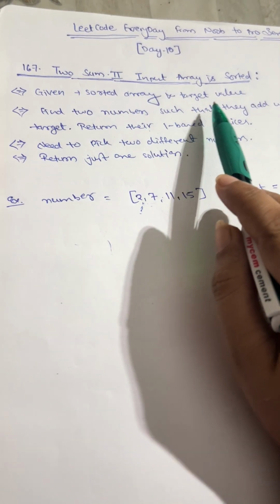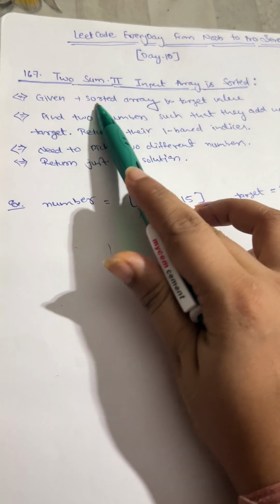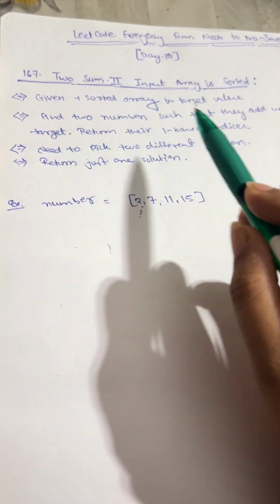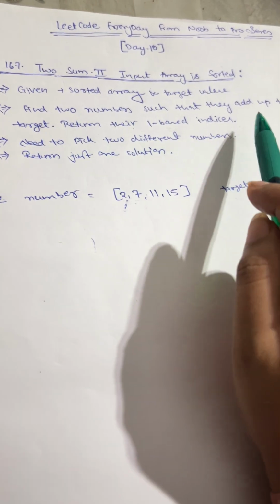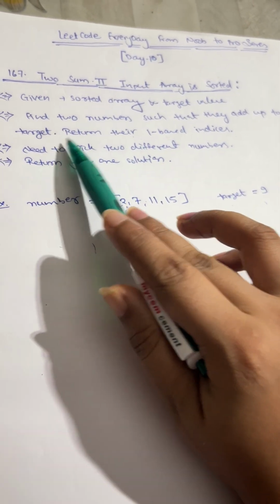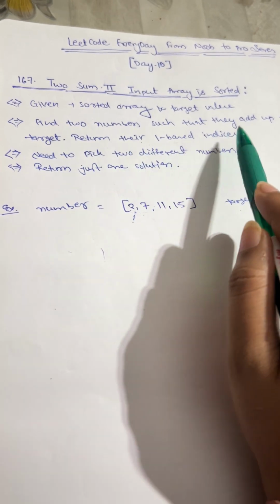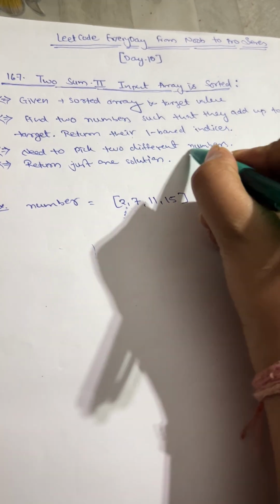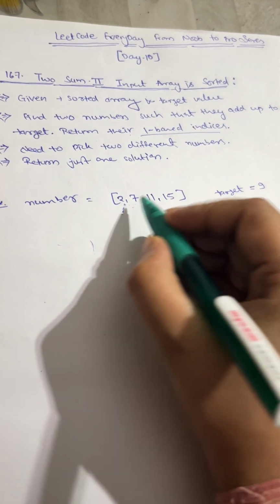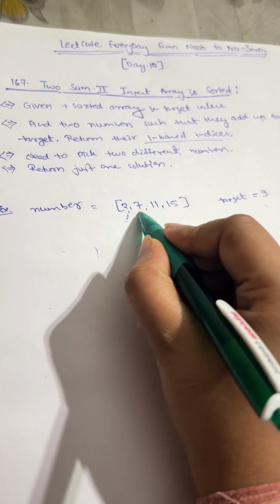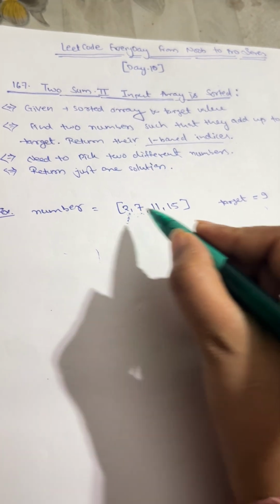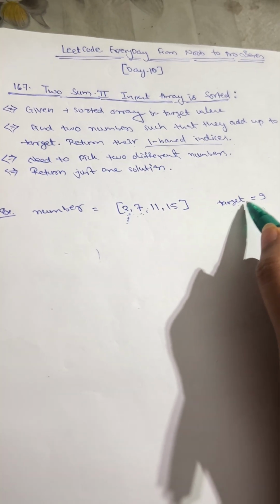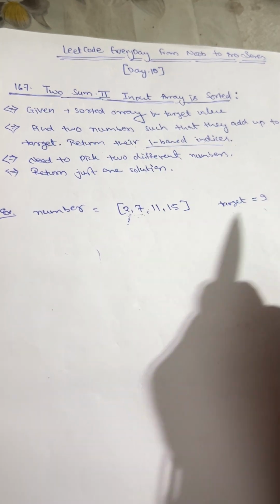Given a sorted array and a target value. Okay, we have been given a sorted array. Second point is to find two numbers such that they add up to the target and return their one-based indices. Return their one-based indices means that suppose we add these two values, 2 and 7, and the target is 9, so 2 plus 7 is equal to 9, right?